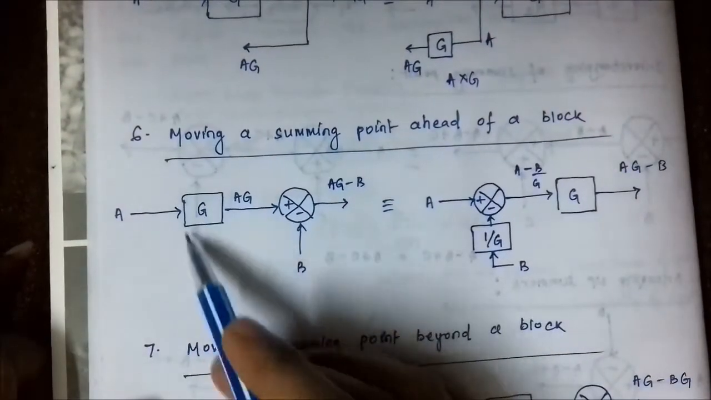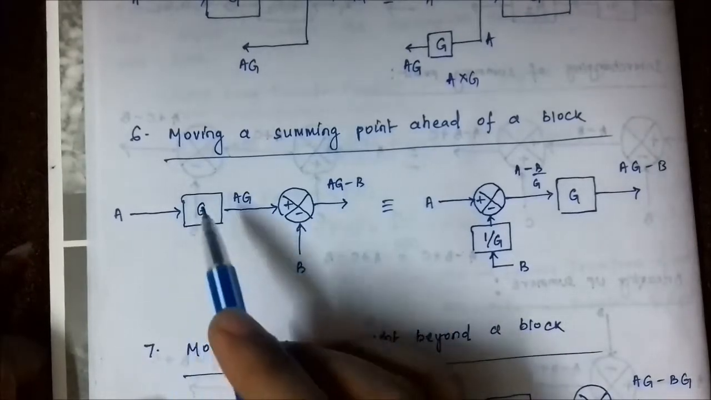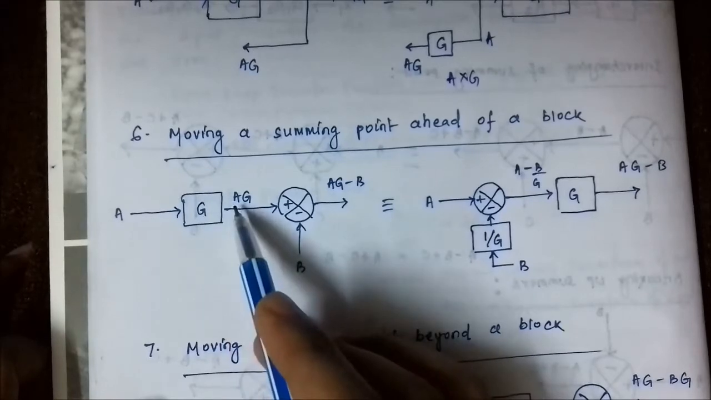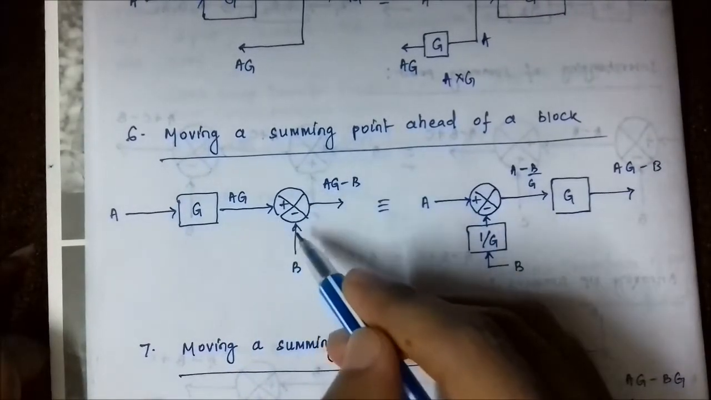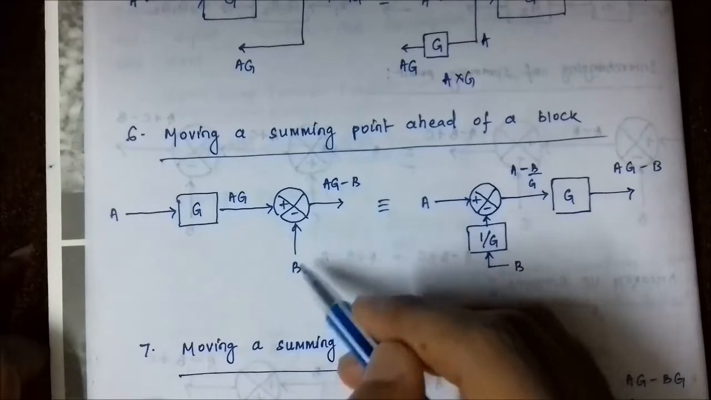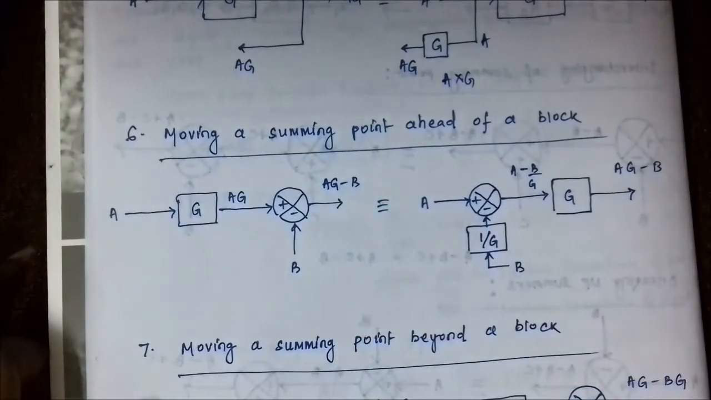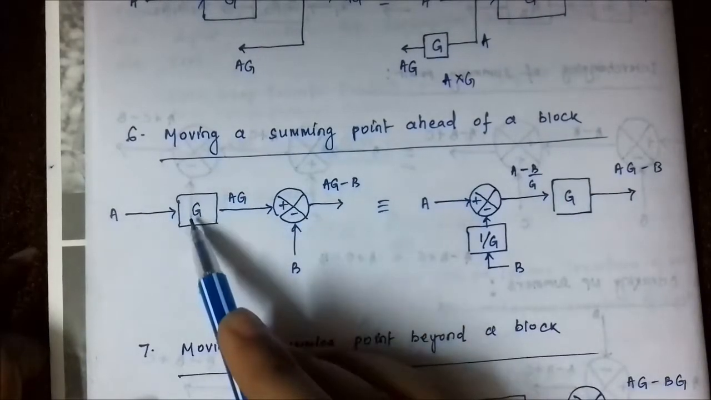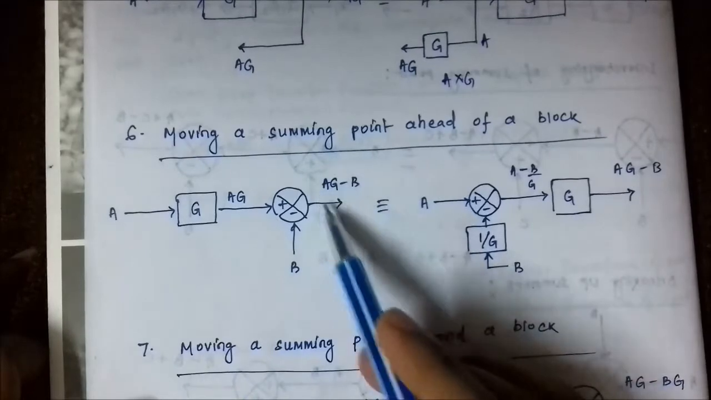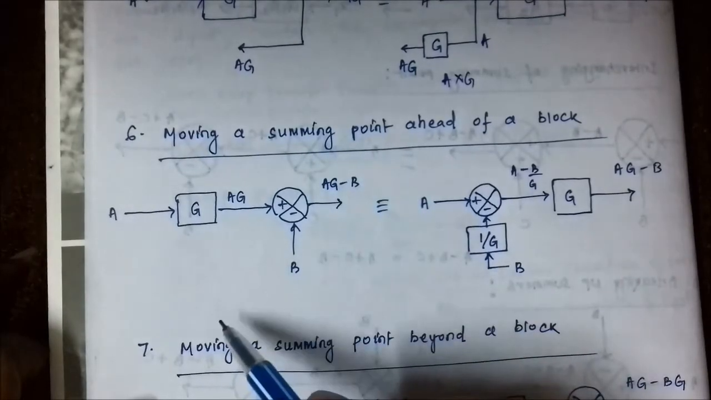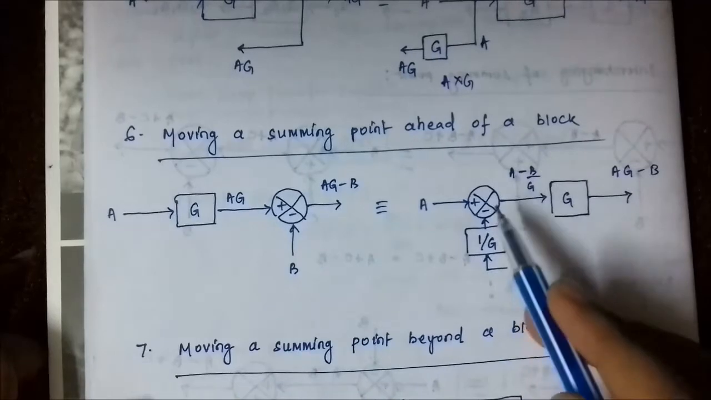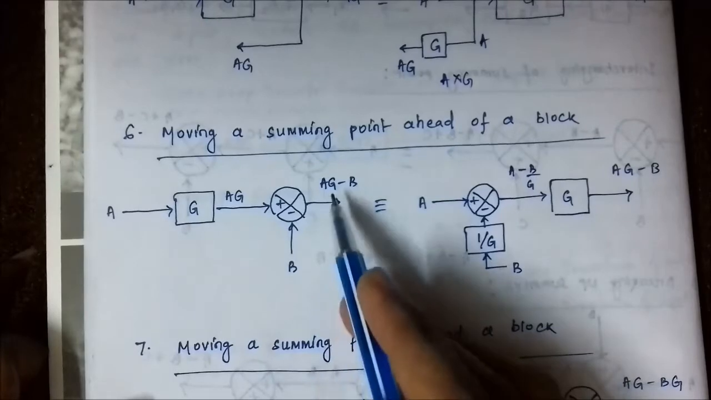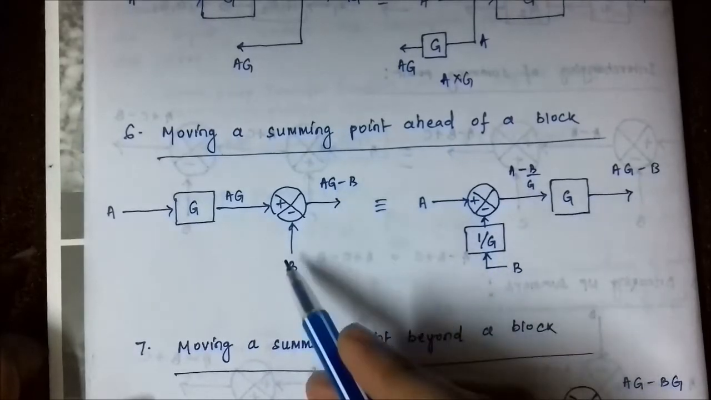So here there is a block and there is a summing point. Here the signal passes through this block, we get the value AG. Here there is a positive and negative summer, the vertical signal is B, we get the output value AG minus B. So what we need to do is shift the summer here and the block here, but we have to get this signal AG minus B. Okay, so we have to manipulate it in such a way, by addition of blocks or whatever, that we get the same signal, AG minus B.